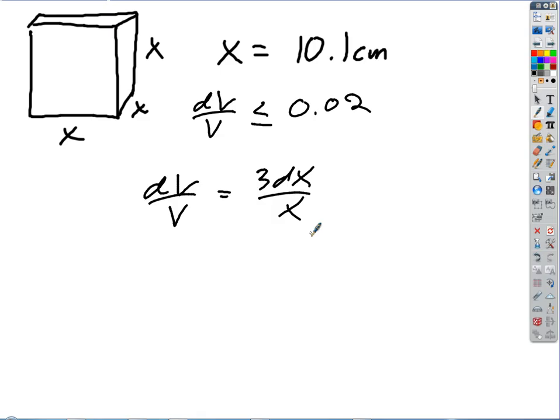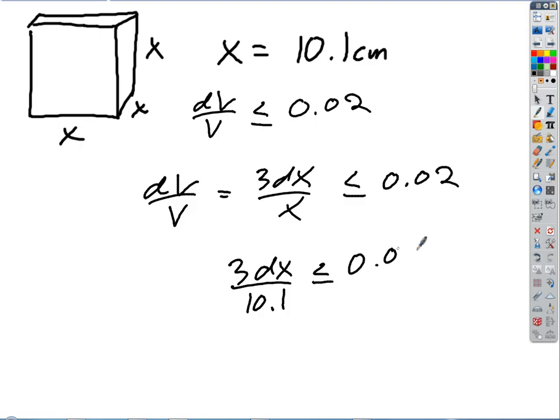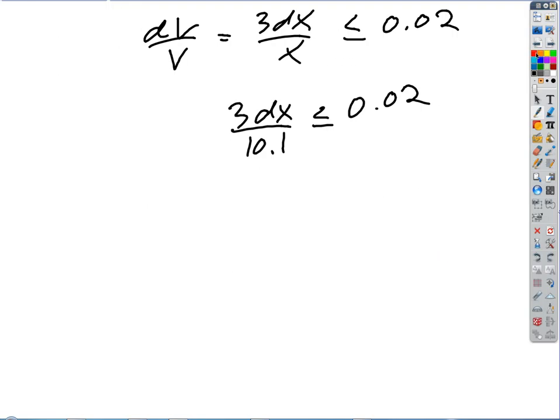Plug in the 0.02. Good, because that's really what we're saying. It has to be less than or equal to that, right? Yeah. 0.02. This is the only variable now. I could plug in 10.1 for x, right? Okay. Yeah, good. So 3dx over 10.1 has to be less than or equal to 0.02. And now we can just solve for that guy. So multiply by 10.1 over 3. You get 0.067. Okay.